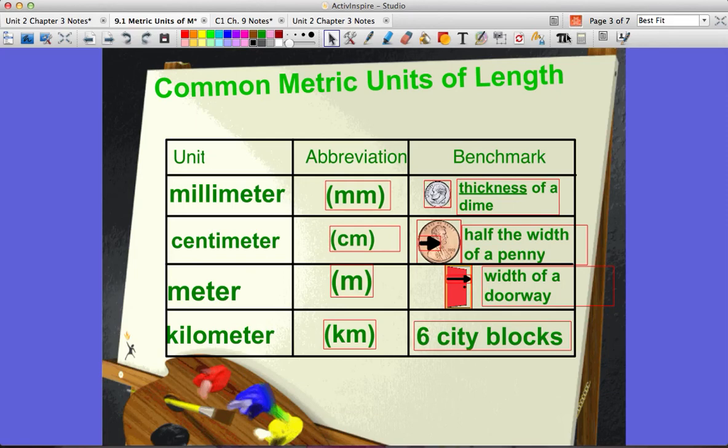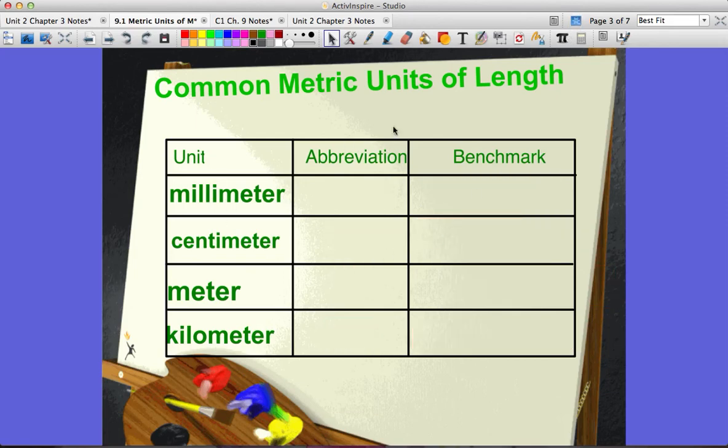Alright, so when we're looking at the metric system, we have metric units of length, which are millimeter, centimeter, meter, and kilometer. The abbreviation for each of these: the base of meter has the M, and then you add the prefix. So millimeter is mm, centimeter is cm, meter is just m, kilometer is km.